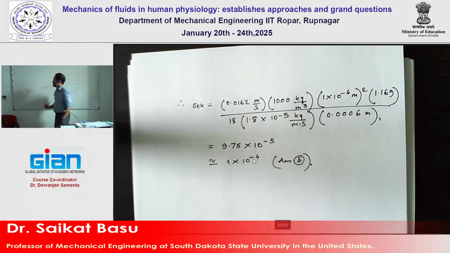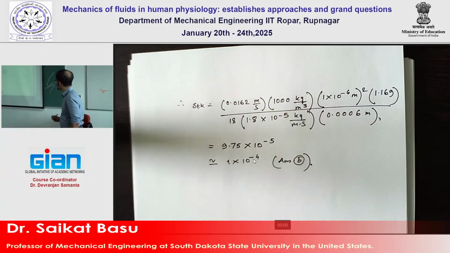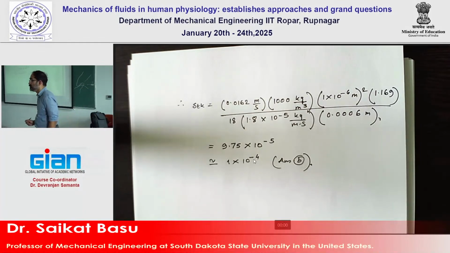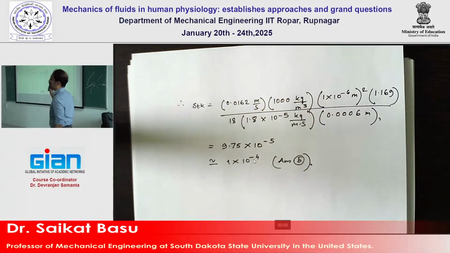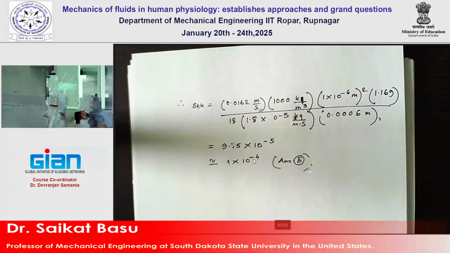So in both the cases, the Stokes number is much smaller than 1. The initial impaction is not going to be a big consideration in the mechanics of the particles in the system. Oh, right, that also changed, right?